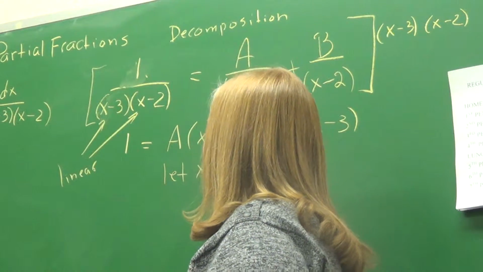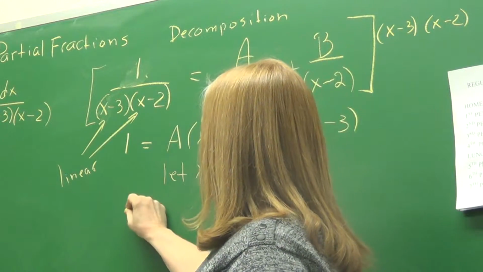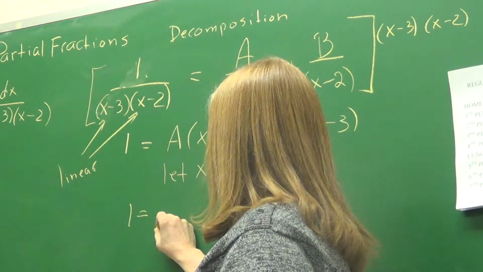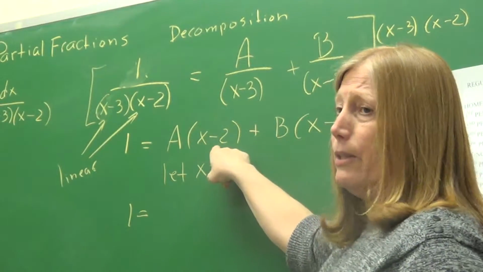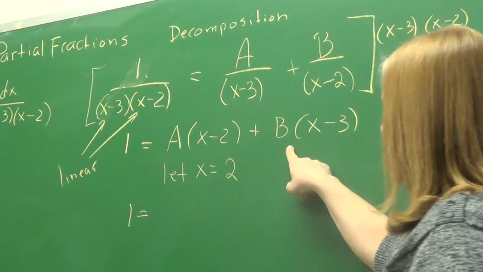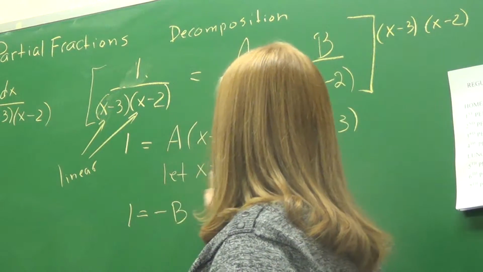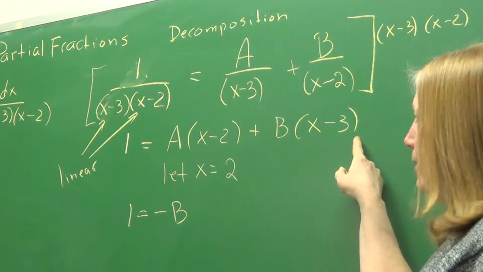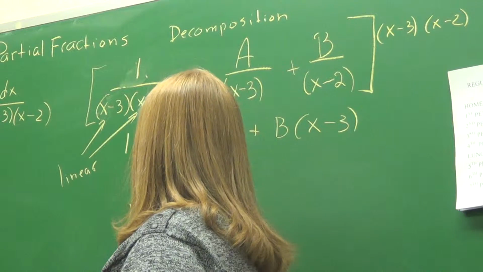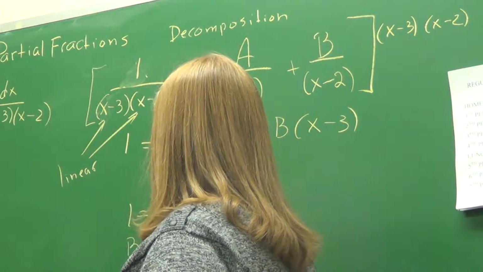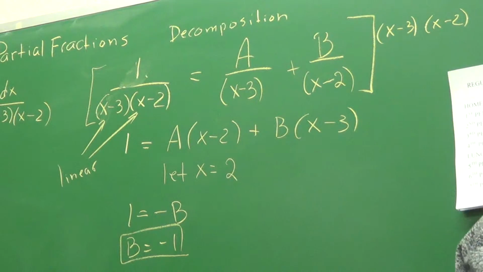When I do that, Gianni, give me this whole statement filling in a 2 wherever there's an x. So 1 equals A times (2 minus 2), which is 0. Right, so that term zeroes out. And what will this one become? That'll become minus B, because 2 minus 3 is minus 1. So I have 1 equals minus B, so B must equal minus 1. That's what we're trying to do below this statement: find A and B.